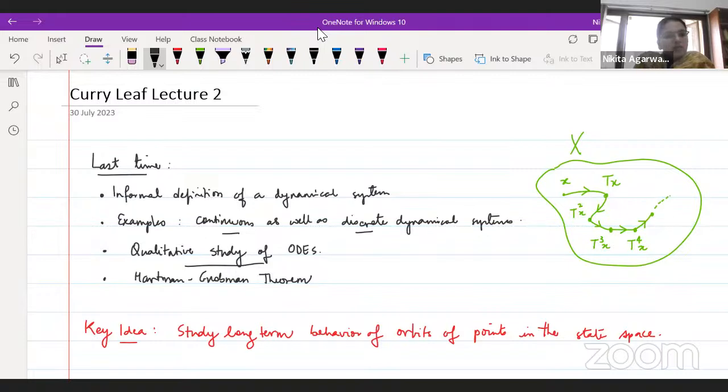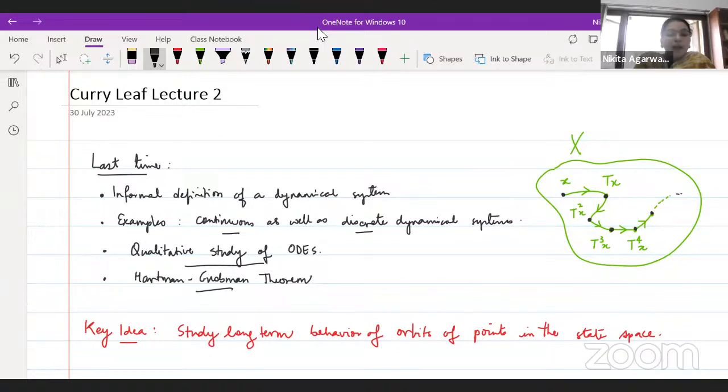And we also discussed, at least stated, the Hartman-Grobman theorem, right? And the key idea in dynamical systems theory is to study long-term behavior of orbits of points in the state space. So this picture is kind of what we are doing. This is in the discrete setting. You have a state space X. You start with a point x. You apply T, you see where this point goes, which is Tx, then T squared x, T cubed x, T to the 4 x, and so on. So the idea is to see how this orbit is behaving.